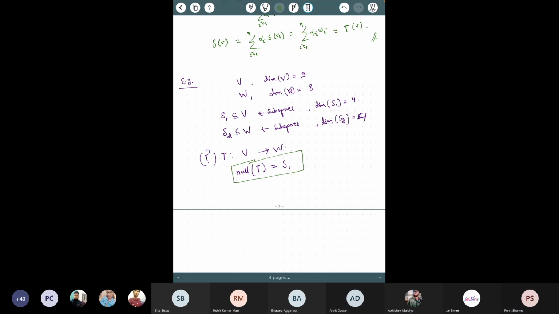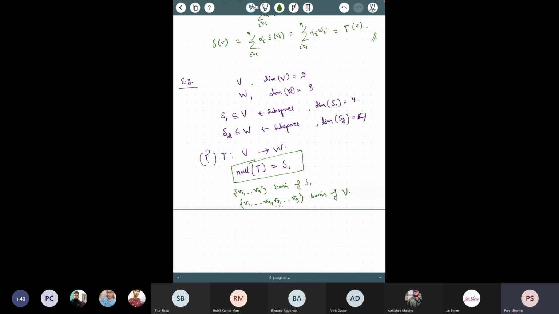Okay, exactly. So this is the idea. If you take any basis of V, that won't work. So what he's saying is that you take a basis. Since S1 is a subspace of V of dimension 4, we can always find a basis for S1. Let's say V1 to V4 is a basis of S1. Now extend this basis to a basis of V, so you add V5 to V9.